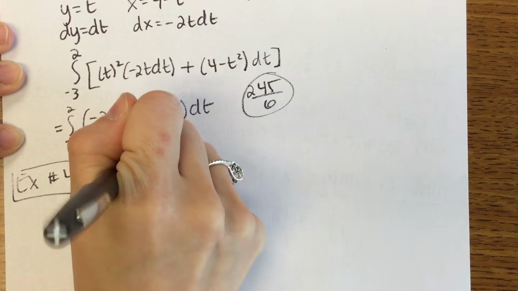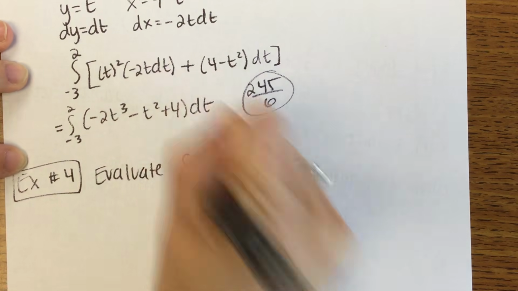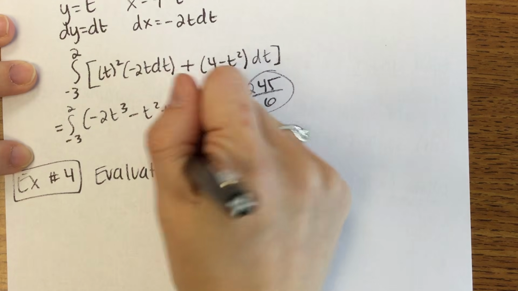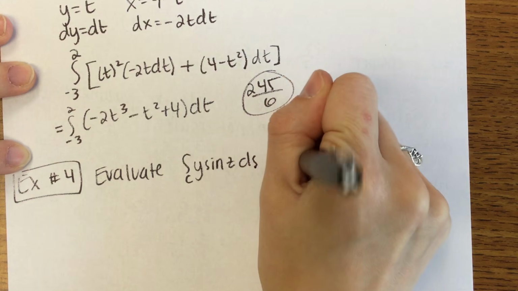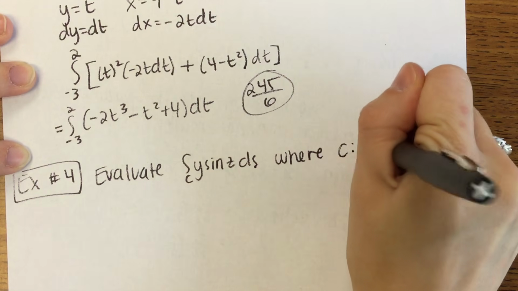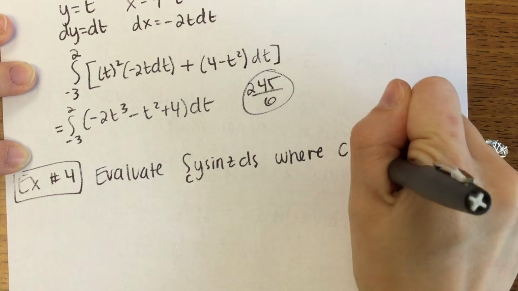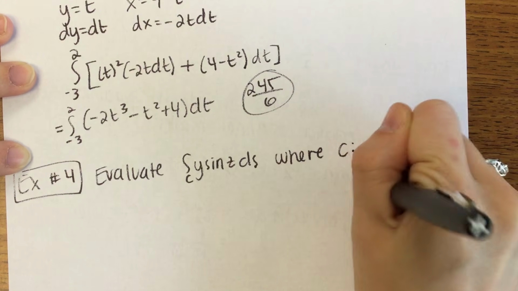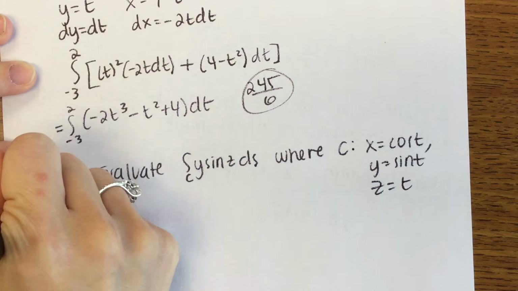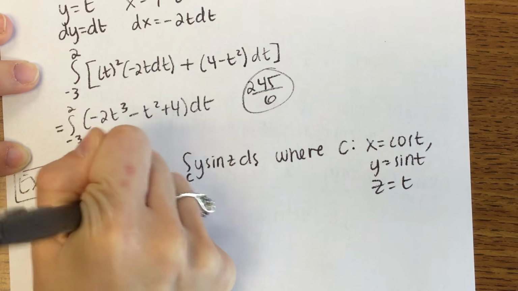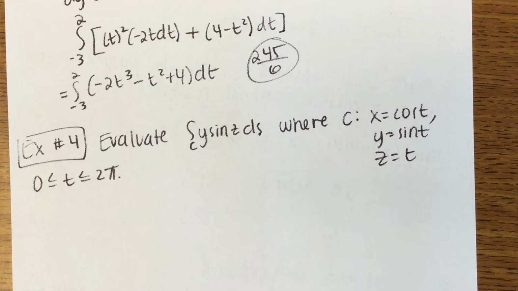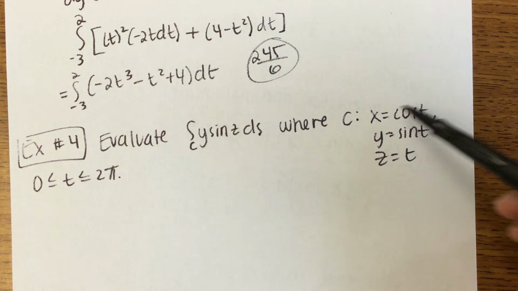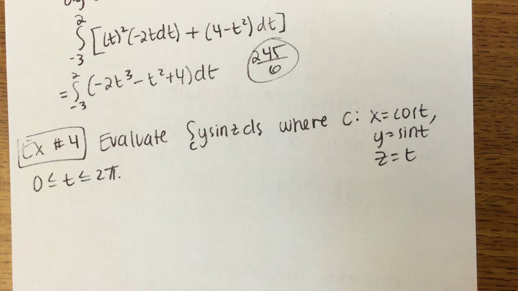We are going to evaluate the line integral over the curve C of y sine of z ds, where x is equal to cosine of t, y is equal to sine of t, and z equals t, and t goes from 0 to 2 pi. There are two reasons I want to do this problem. The first one is that it's in 3 space and not 2 space, and the second one is I want to see if we remember what this would look like if we were to graph it.